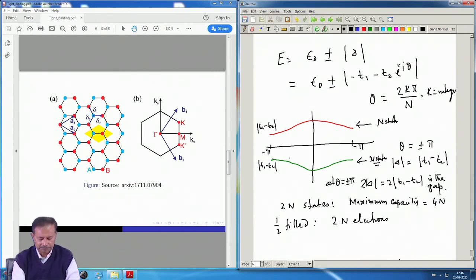So, these 2 bands have a gap. The minimum gap is at the zone boundary, the boundary of the first Brillouin zone, and that is still a finite value, which is twice T1 minus T2. If that is the case, then what will happen? You will fill up the green band completely at half filling, and the next available state is at a gap of 2 times the modulus of T1 minus T2. Since T1 and T2 are real, I chose them to be real, it is just 2(T1 minus T2). Now, that gap is a finite value unless T1 is equal to T2, and if that value is finite, then of course there is a gap. That means you have an insulating system.